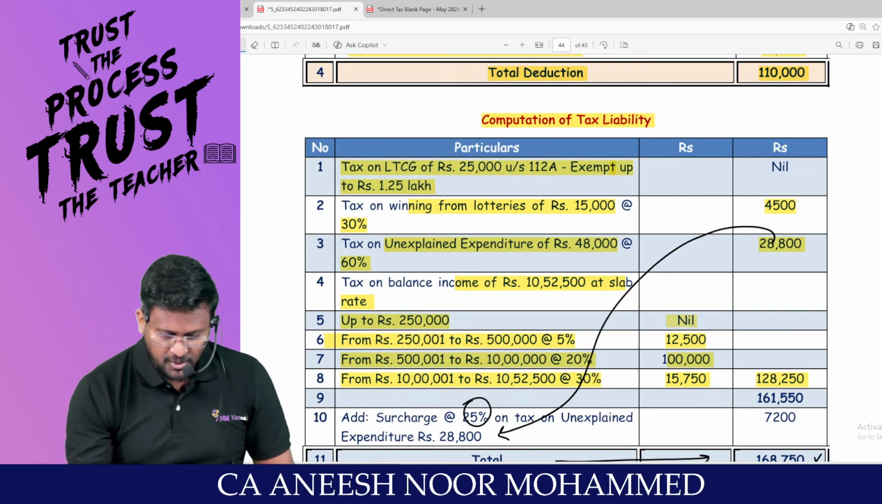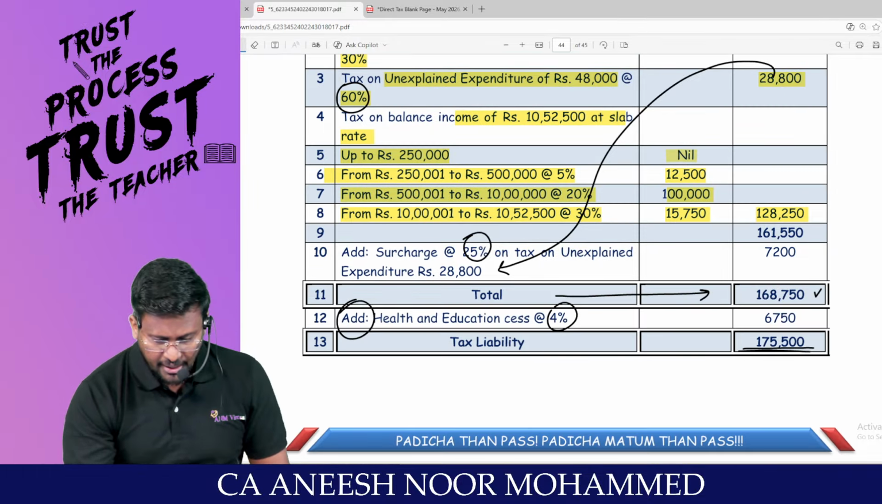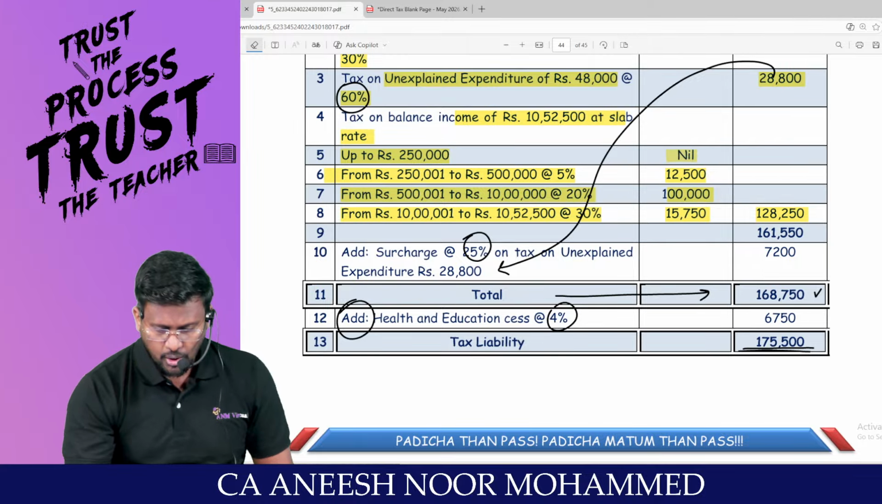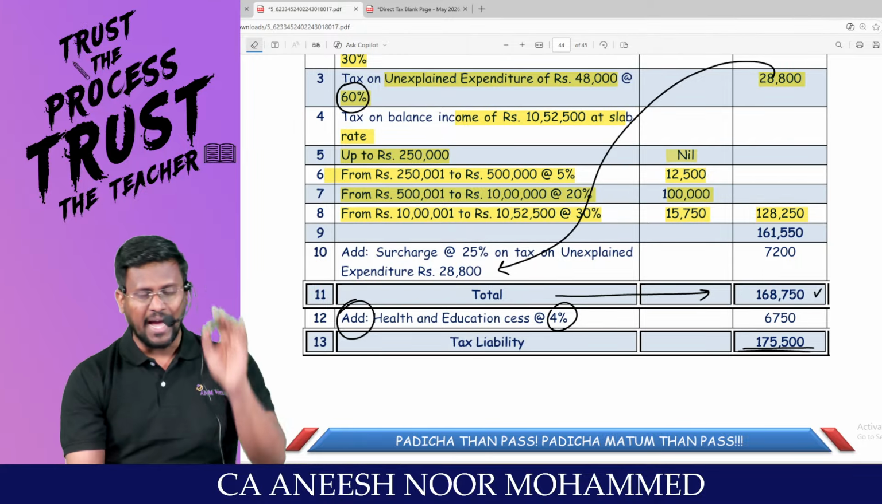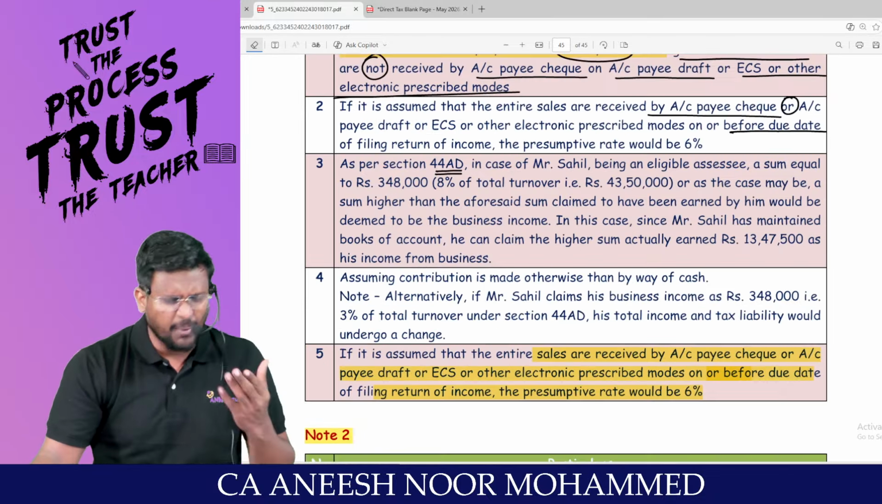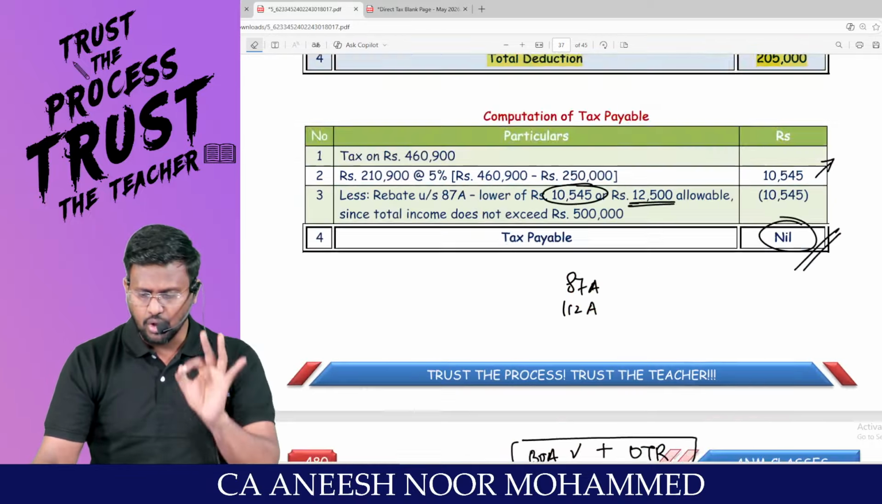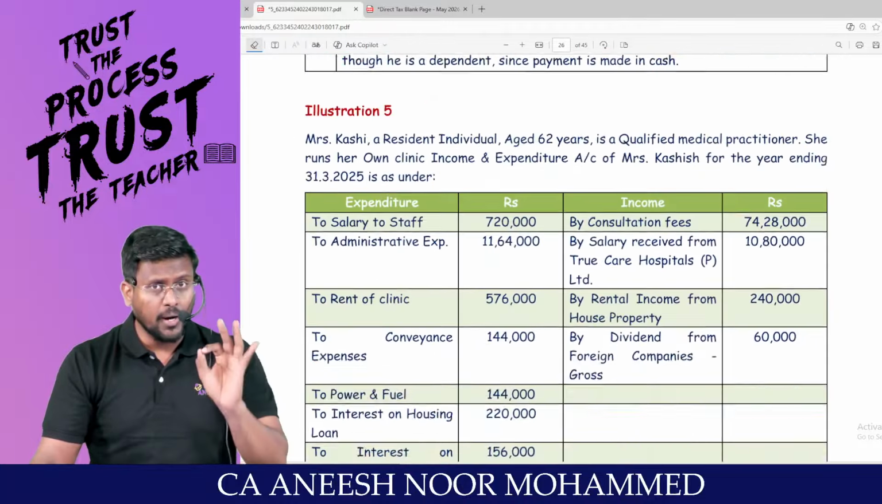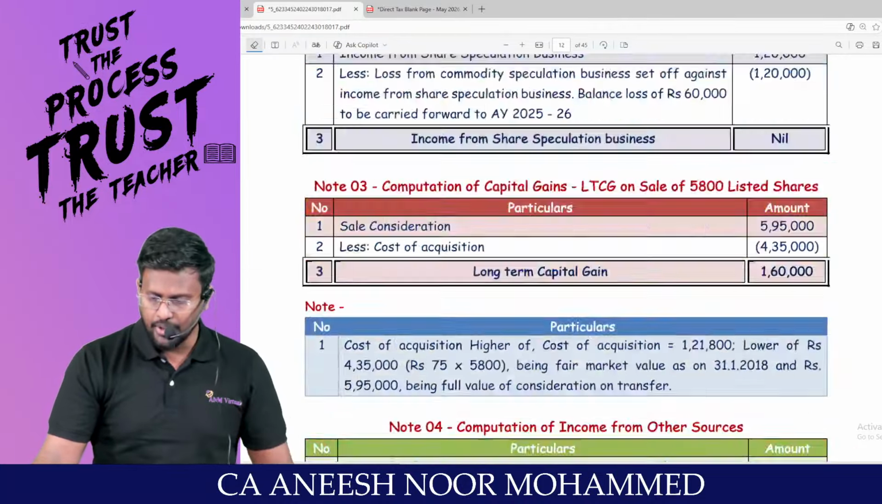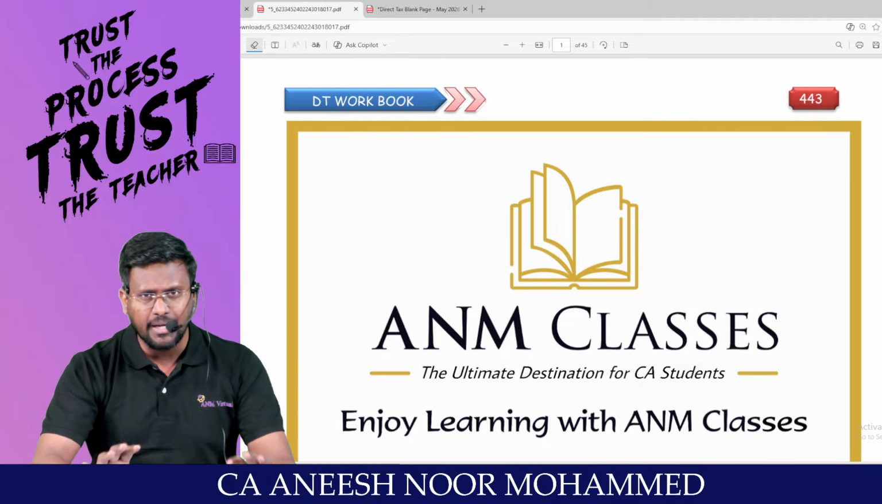Then only the special slab rate of 60% can apply. Then only the special surcharge of 25% can be applied. For that only we have separately shown it, and alternatively we are writing a note. What a beautiful, fantastic, outstanding 7 questions we have solved, my dear lovable students. Anyone who is struggling with computation of total income and tax payable, this will be a great gift.